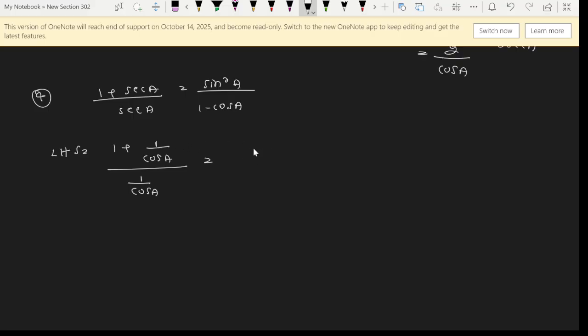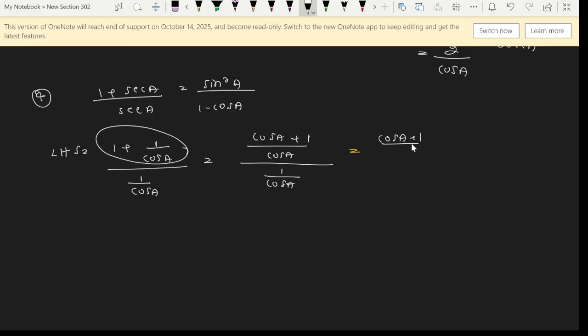So 1 plus 1 by cos A. What is the LCM? I'm just dealing with this one. LCM is cos A. So this will become cos A plus 1 whole divided by 1 by cos A. Now I'm keeping cos A plus 1 divided by cos A as it is. If we shift this 1 by cos A to the top, it will become the reciprocal, that is cos A by 1. Am I right? Cos A by 1, so it is in product format. Cos A will get cancelled with each other. So I got cos A plus 1 as the simplified version.